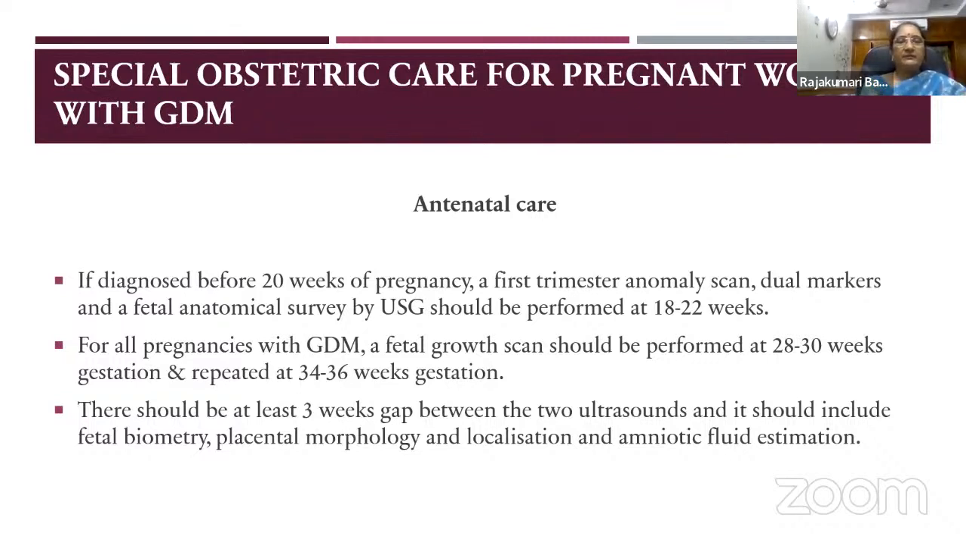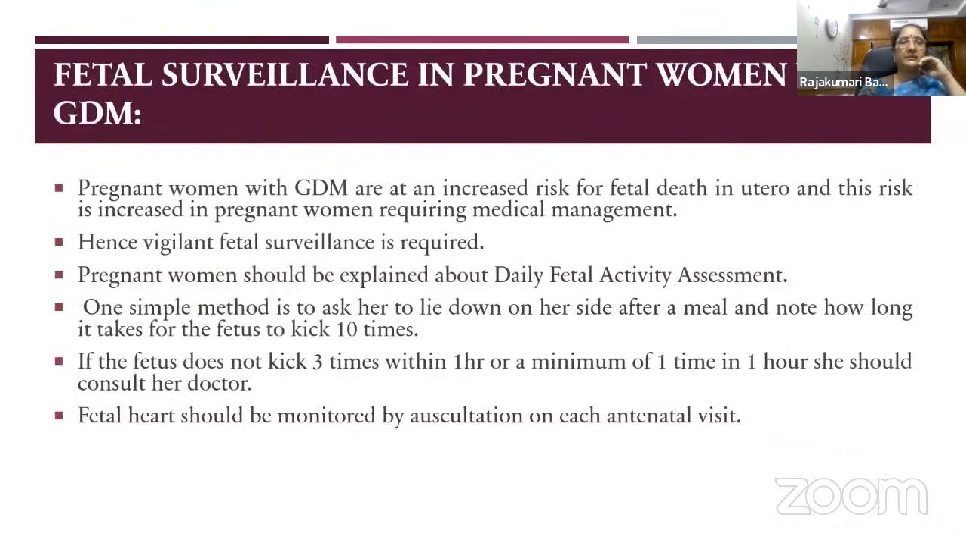If diagnosed before 20 weeks of pregnancy, the first trimester anomaly scan, dual markers, and fetal anatomical survey by USG should be performed at 18 to 22 weeks. For all pregnancies with GDM, growth scans can be done at 28 to 30 weeks and at 34 to 36 weeks, with at least a 3-week gap between two ultrasounds. It should include fetal biometry, placental morphology and localization, and amniotic fluid estimation.